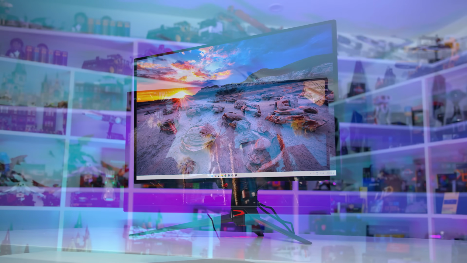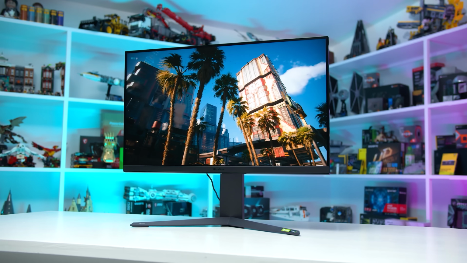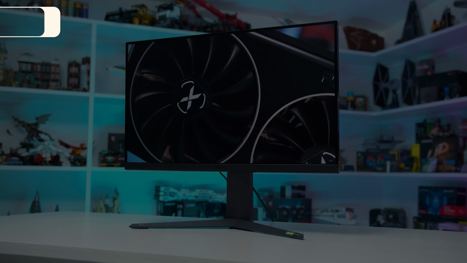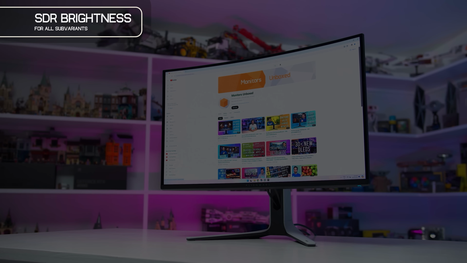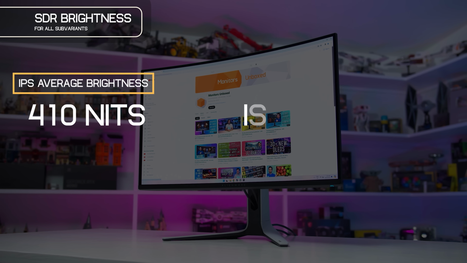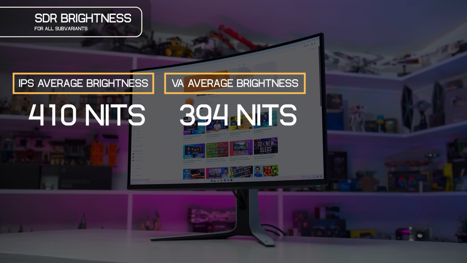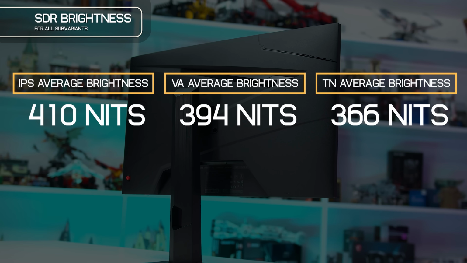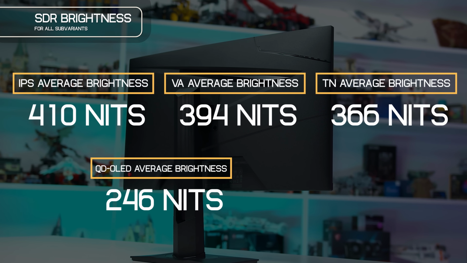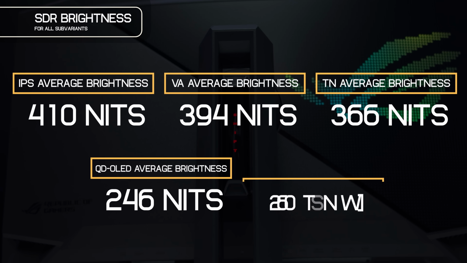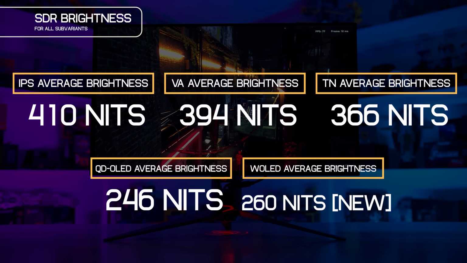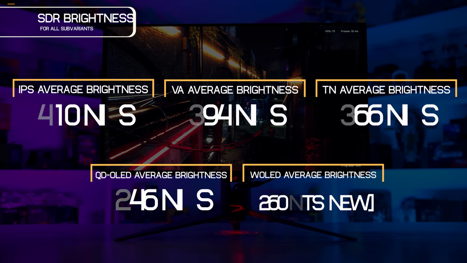Because the liquid crystal layer is separate to the backlight layer, there is no technical reason why TN, IPS, or VA LCD monitors should differ in terms of brightness. Indeed, we found an average brightness of 410 nits for IPS, 394 nits for VA, and 366 nits for TN. For QD-OLED, almost all models we've tested achieve around the same SDR brightness of 246 nits. For WOLEDs, newer models can hit 260 nits on average, while older models can't even hit 200 nits on average.